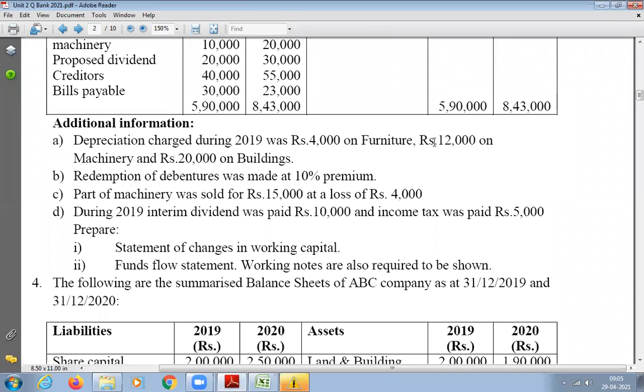Again, it is not tallying. It is more than 5,000 now. Then come down to the third adjustment. They say they have sold one machinery for 15,000 and they incurred a loss of 4,000. So by looking at the depreciation, the sale value and the loss value, we are nowhere able to rectify the difference. The 5,000 is not coming. So to find out those hidden transactions, we have to prepare the ledger. We have to prepare the machinery account.